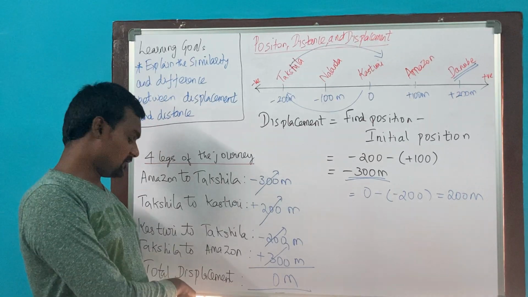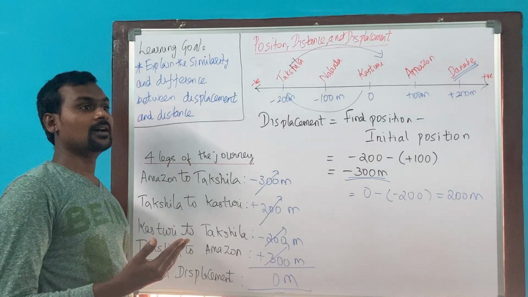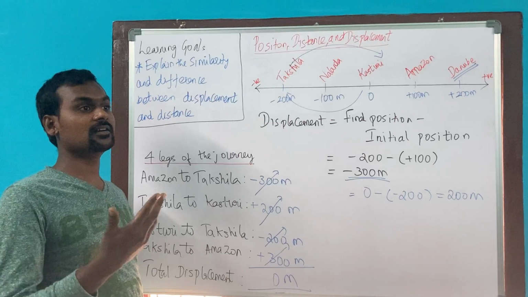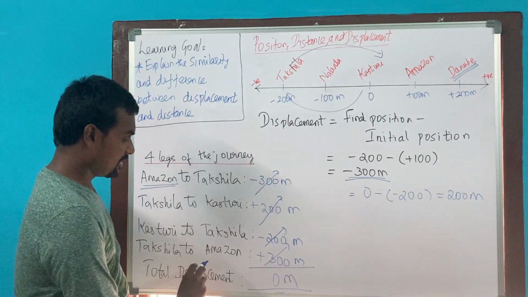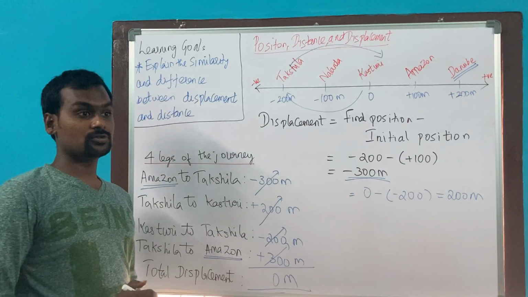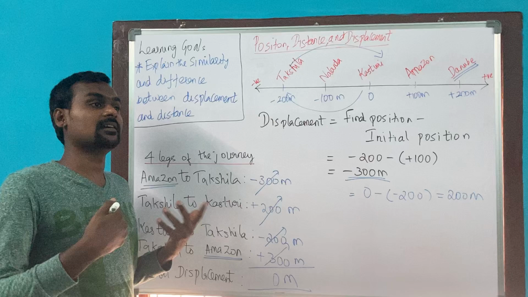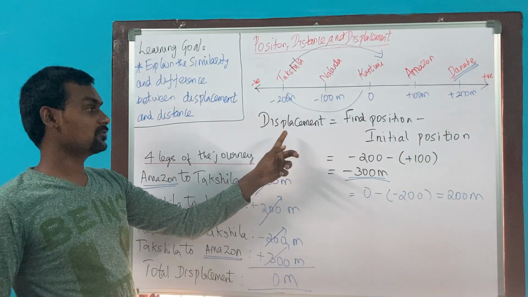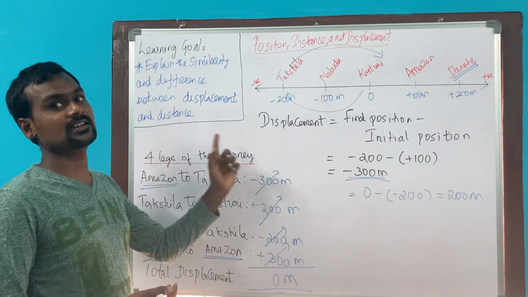Now what does it mean when we say that the displacement is 0? It means that I have come back to the same position from where I started. The journey began at Amazon and it ends at Amazon, which means I have not displaced myself from where I started. The final position and the initial position are one and the same. So my displacement is 0 for the entire journey.